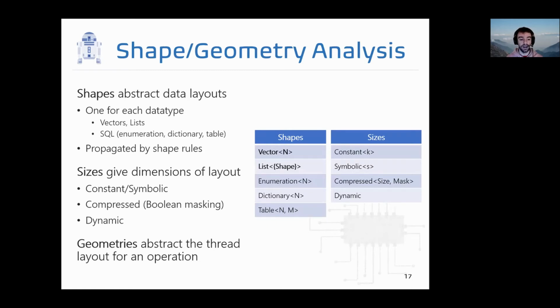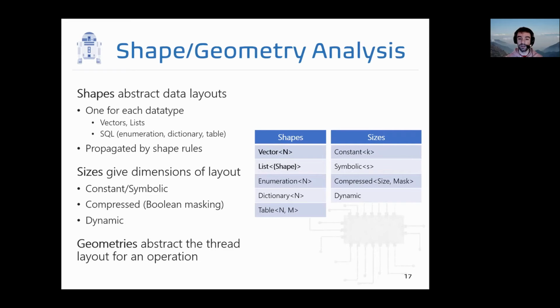Shapes are also going to be parameterized by sizes, which are going to give the exact dimensions of each part of the layout. So this can be constant or symbolic for things that we know statically, compressed for when we use Boolean masking or a subset of the data that's there, as well as runtime dynamics. So information that we can only know after running the program.